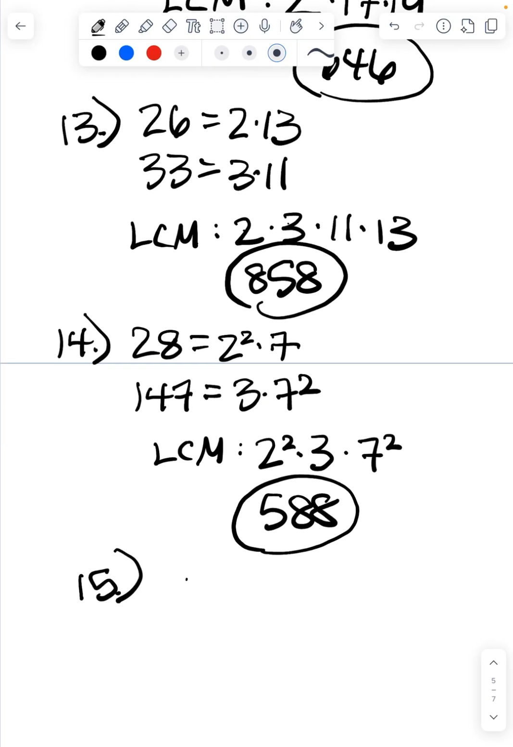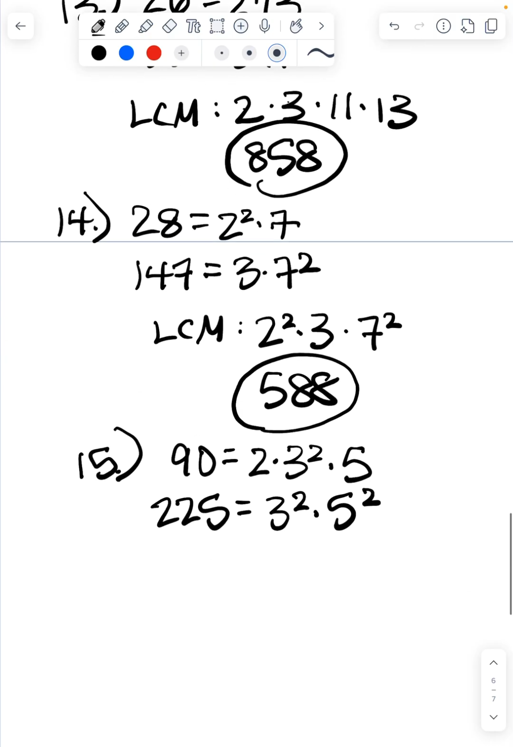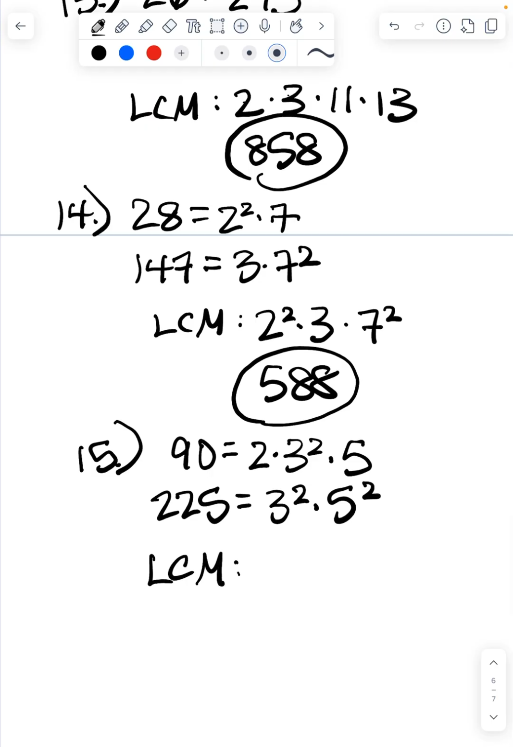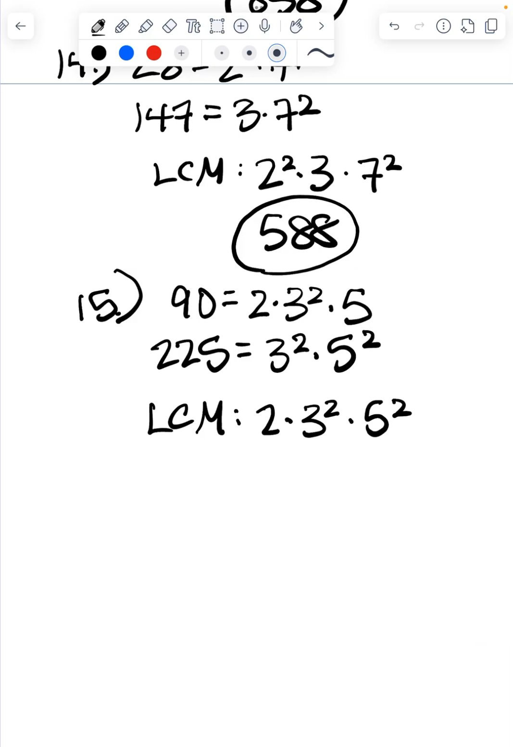Number 15, 90 equals 2 times 3 squared times 5, and 225 equals 3 squared times 5 squared. So this is what the book tells us. So for the LCM, you're going to look at each factor and see what's the most amount of times it shows up between these two numbers. So the 2 shows up once, the 3 squared is the highest, and the 5 squared is the highest for the 5s. So we end up doing 2 times 3 squared times 5 squared, and our LCM is 450.